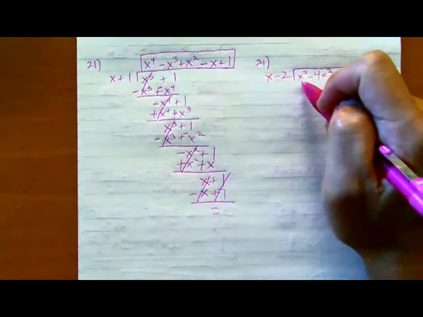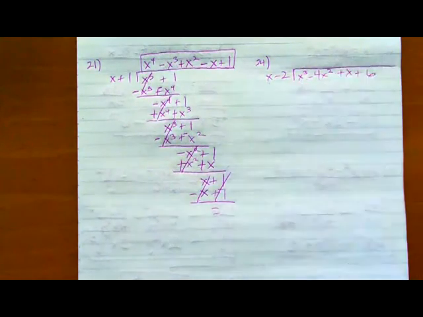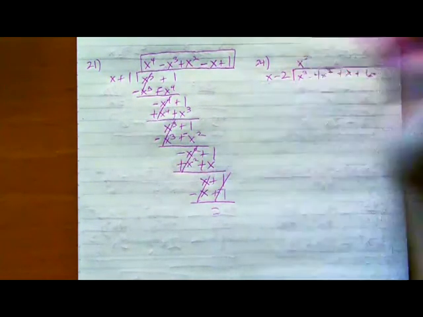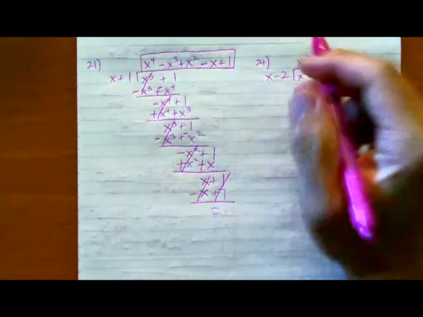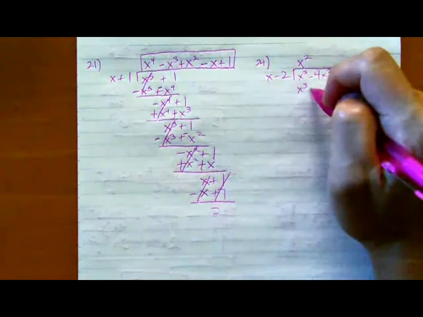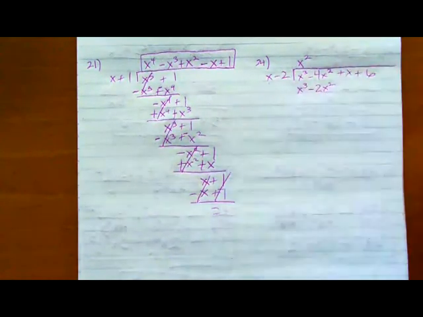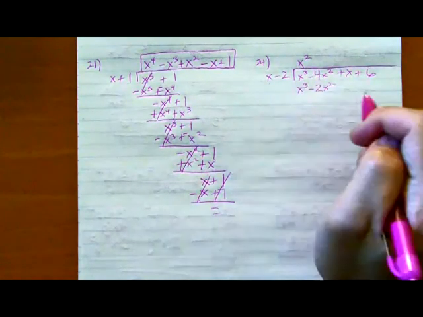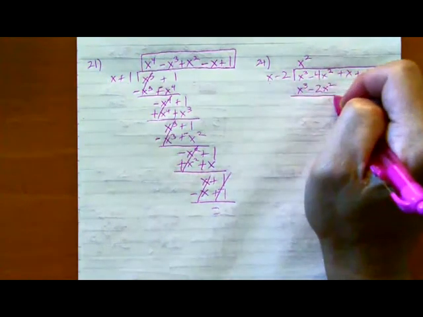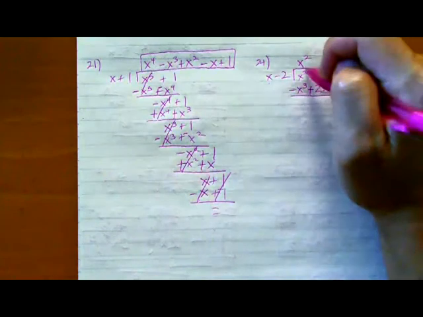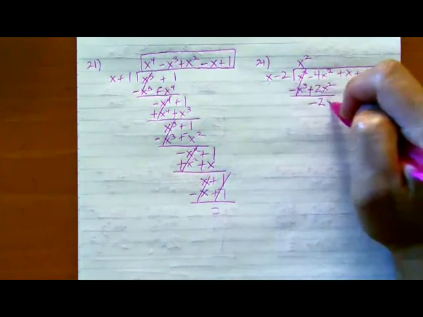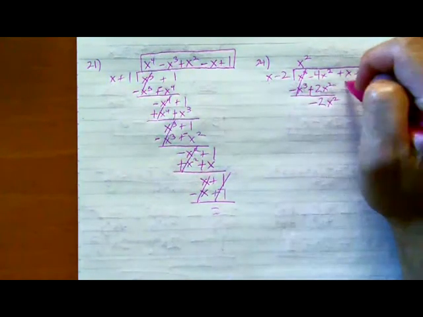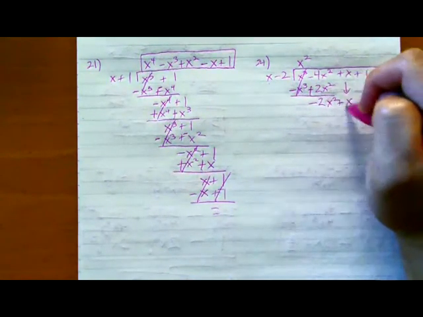Something times x is x to the third, x to the second. So if we multiply, that is x to the third. X squared times negative 2 is a negative 2x to the second. We need to subtract. That means the signs are going to change. This becomes minus, this becomes plus. That'll cancel now. This gives me negative 2x to the second. I'm going to drop the x, and we do it again.